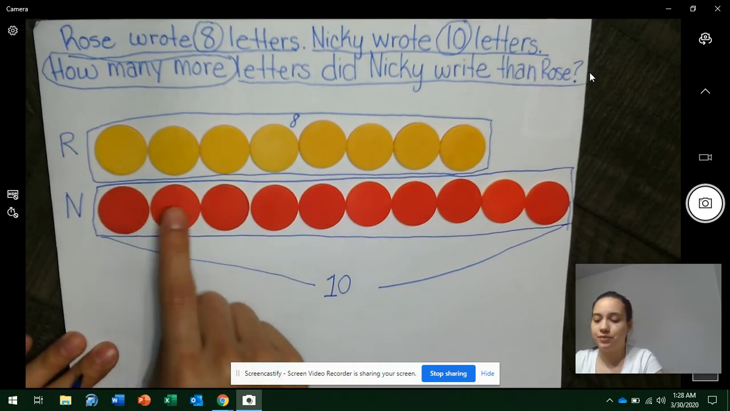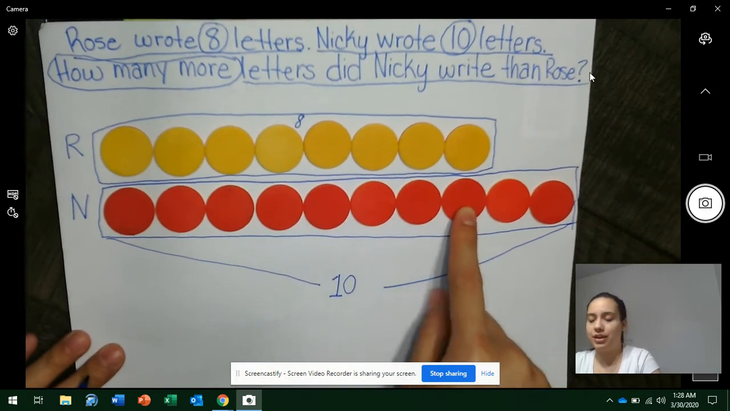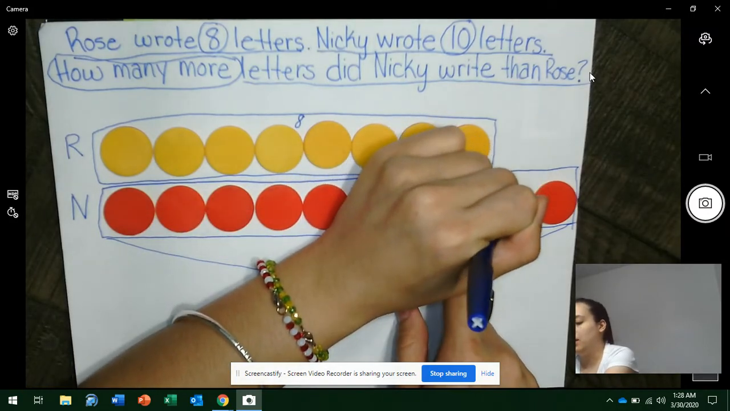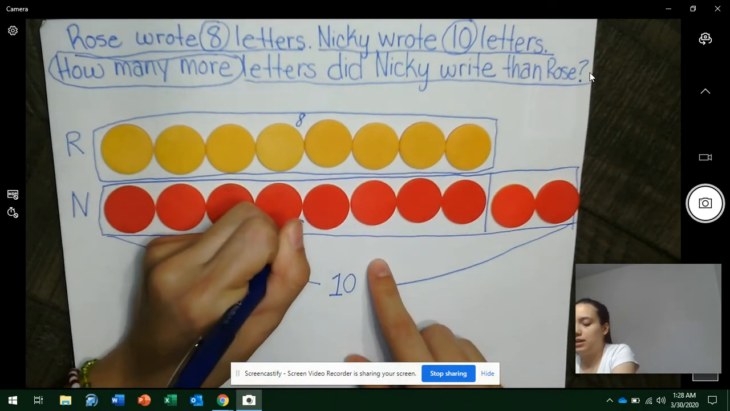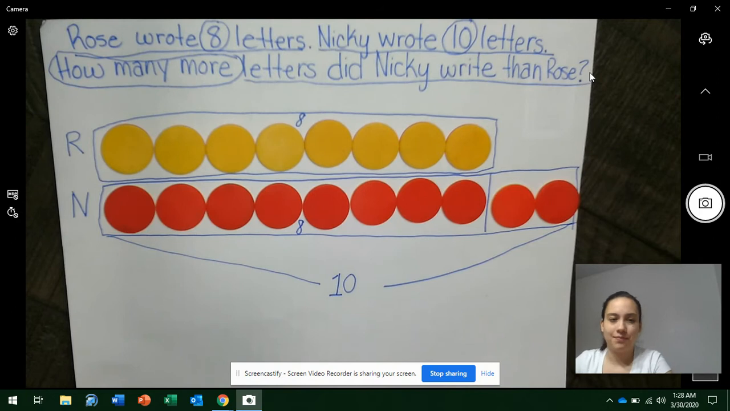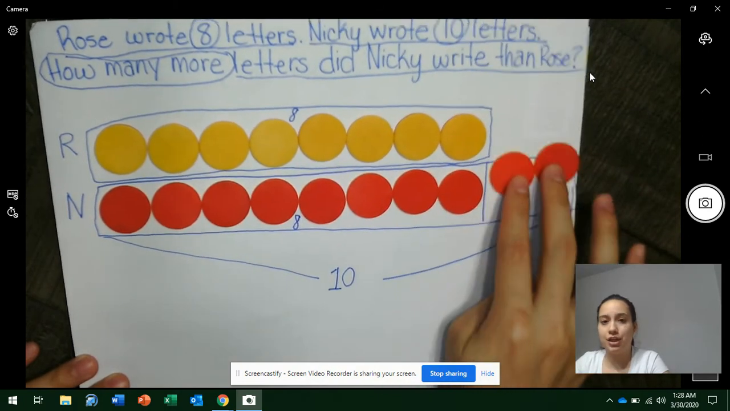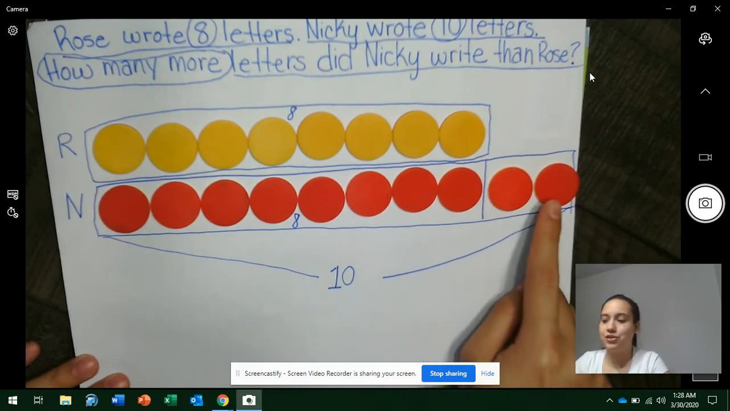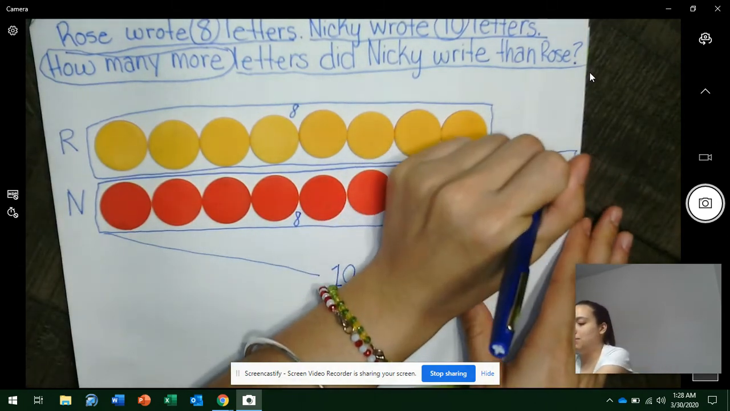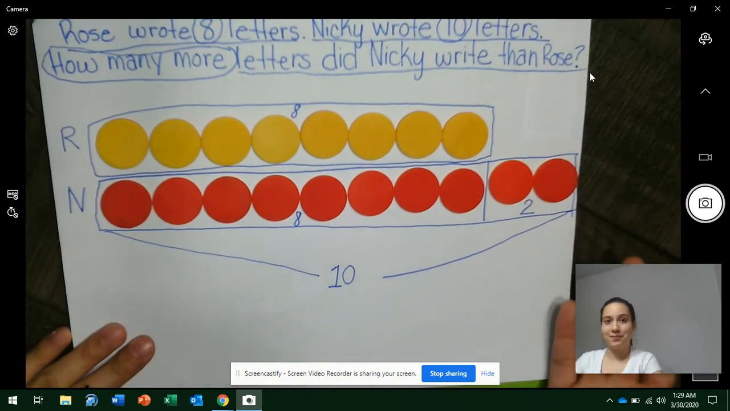And so let's go ahead and count 8 for Nikki. Get ready. 3, 4, 5, 6, 7, 8. So right here, he has 8 letters just like Rose, and we're going to make a line. Make a line in between your circles. And write 8 inside because that is going to be your part. Very good. So now you see we have our total, we have our part, and this is how many more letters he wrote than Rose. So let's count them. Get ready. 1, 2. Awesome. So that's the number we're going to put in this box. And we have a tape diagram.